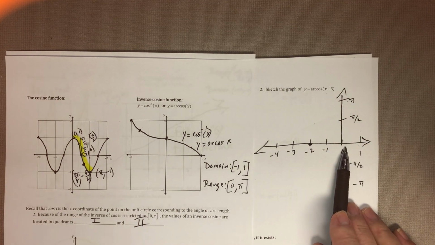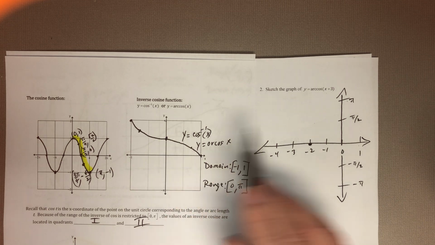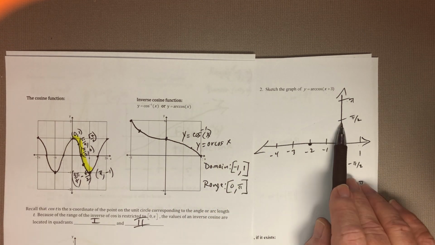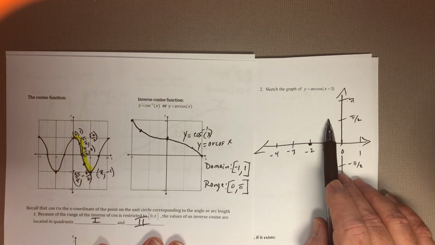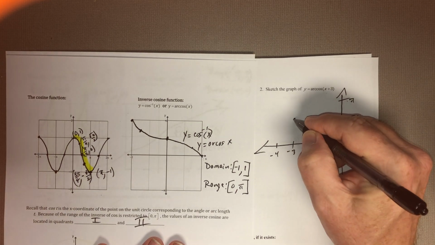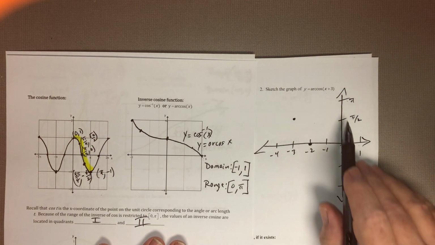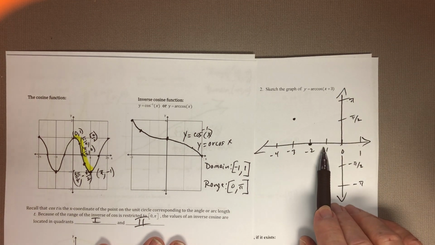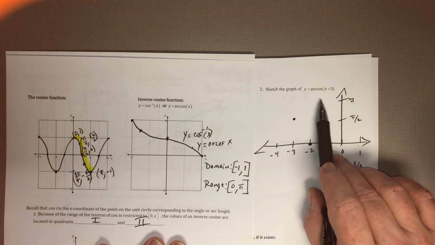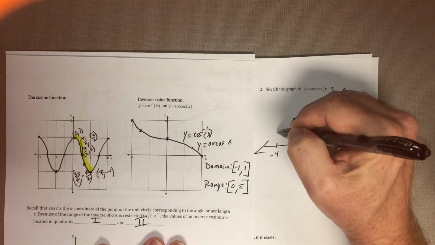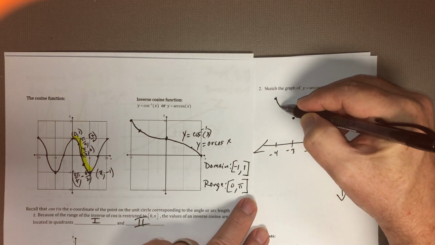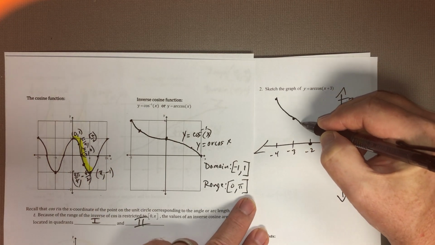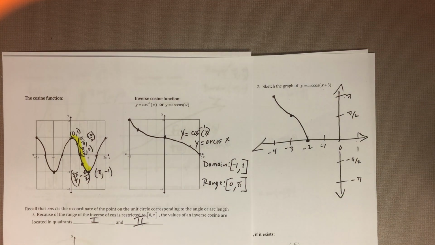All right? And the parent function goes through pi/2, 0. If I take that point and move it 1, 2, 3 to the left, it would be right there. It also goes through -pi, which would be here, and if I move that 1, 2, 3 to the left, that would be at -4 pi. So that graph comes down through here, and then it comes over and goes like that. So there's what that graph would look like.